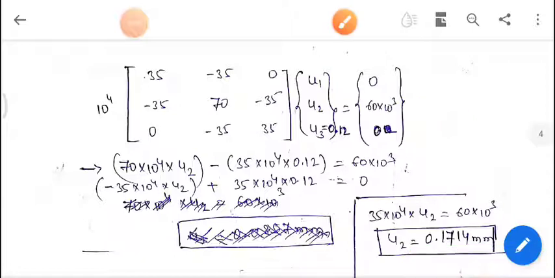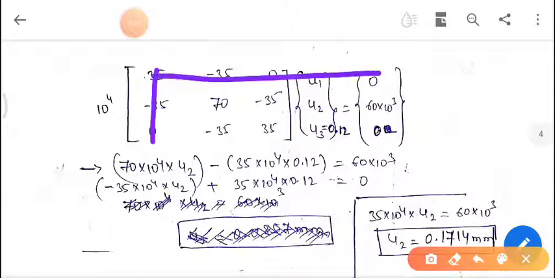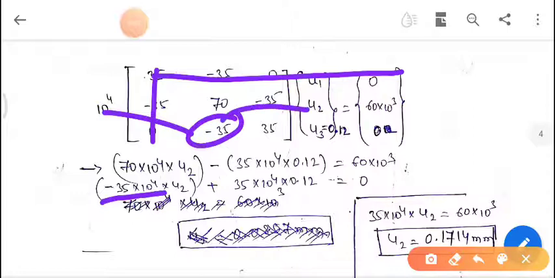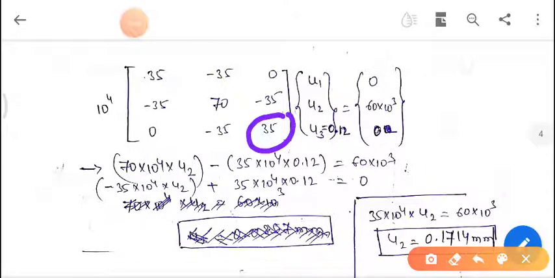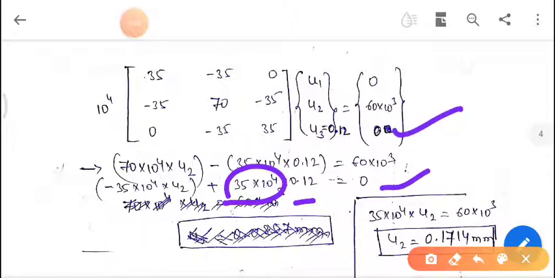Next, the second equation. This is eliminated, right? Second equation: minus 35 into 10 raised to 4 into u2. Again, next we have plus 35 into 10 raised to 4 into u3. That's what I have written: 35 into 10 raised to 4 into u3, which is 0.12, equal to 0. I have written.